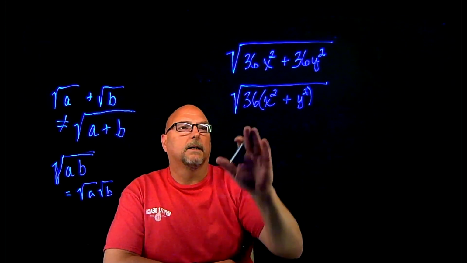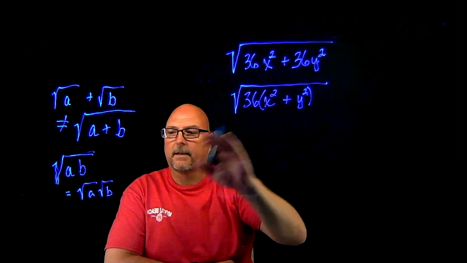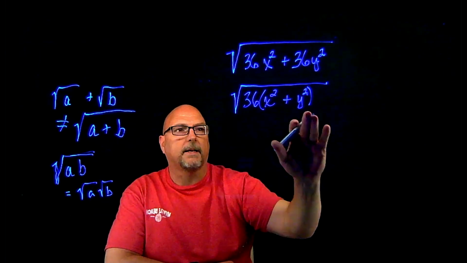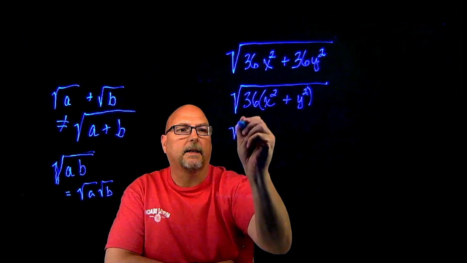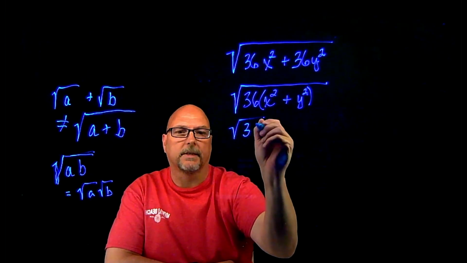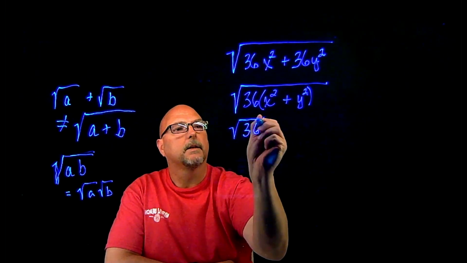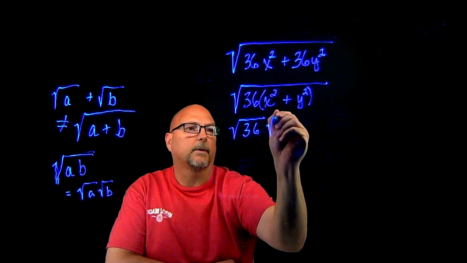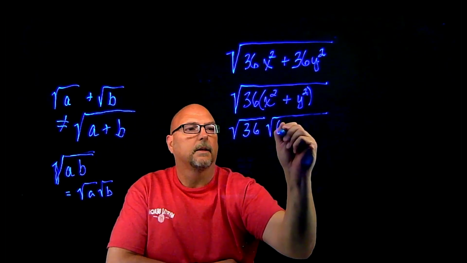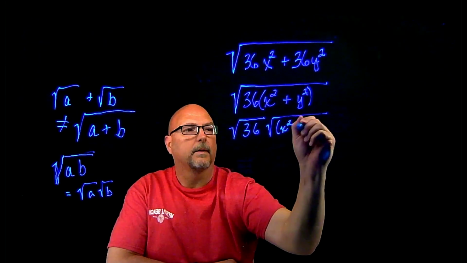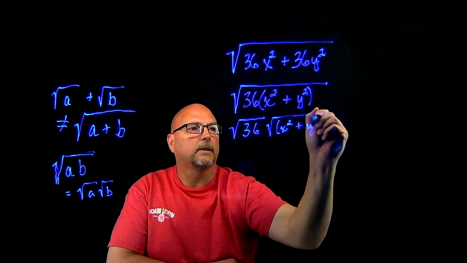So now I can use this property here to break this up and say, well, that is the square root of 36 times the square root of x squared plus y squared.